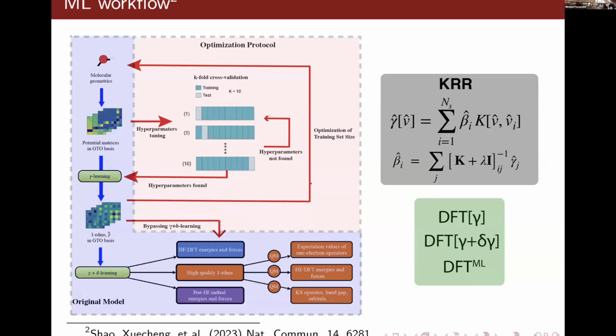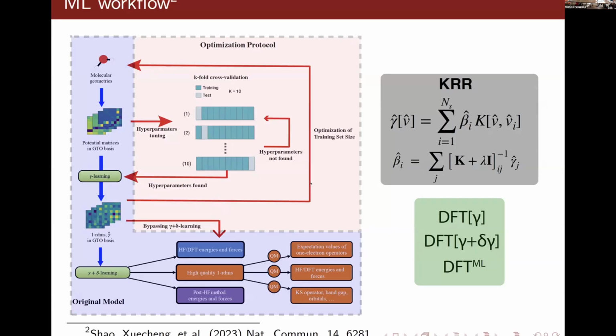For a given molecule, at first, we generate the training points using normal mode sampling. And for all those training points, we compute the external potential and one RDM in the GTO basis. For machine learning purposes, we use the features in these matrices as the input, and this is our output. We call this the gamma learning state. And what we have found is that the KRR, that is the kernel ridge regression, works best for this kind of mapping.